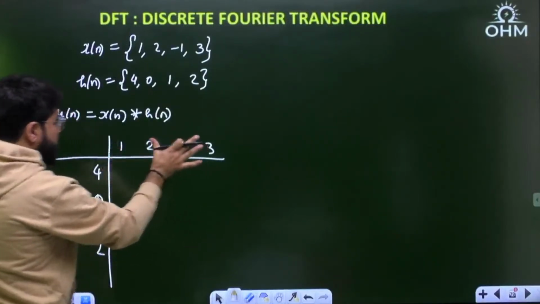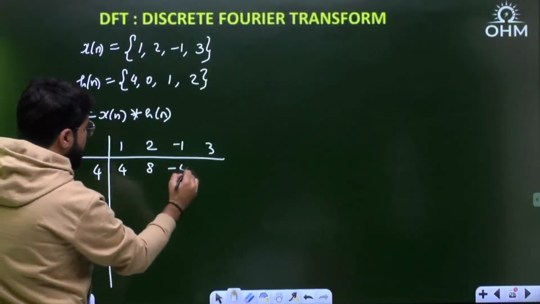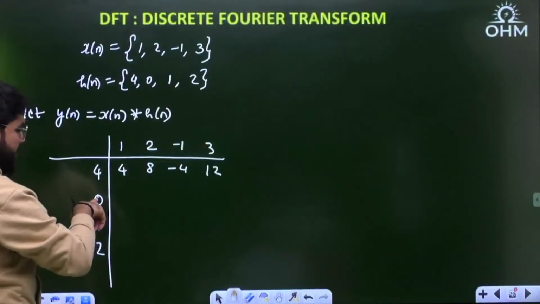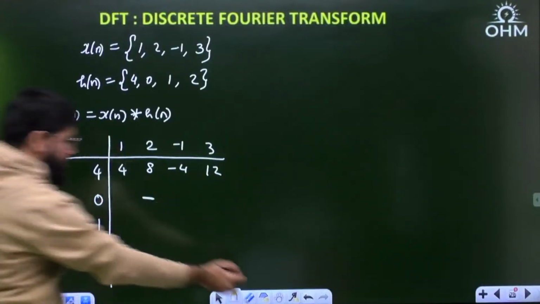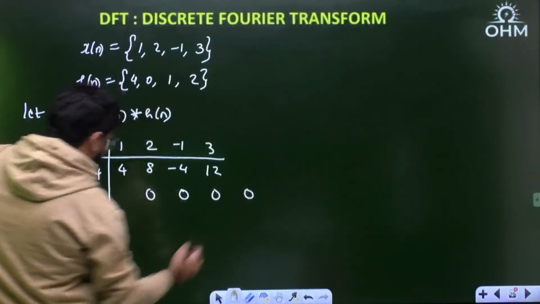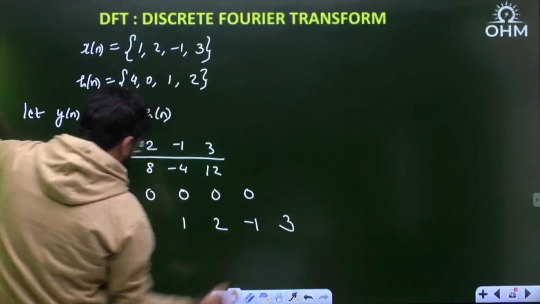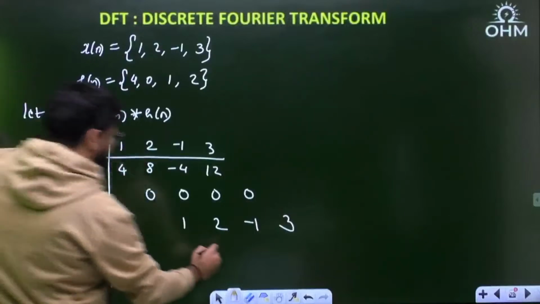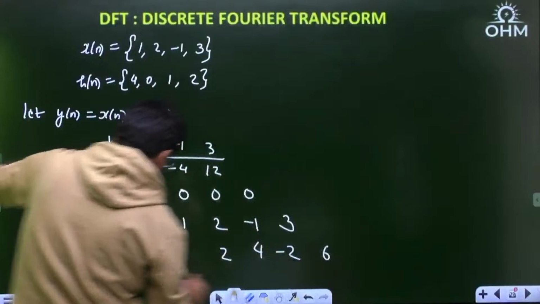We write down the elements of the top multiplied by the first element, 4. So 4 into 1, 4 into 2, 4 into minus 1, and 4 into 3. Then all the elements of the top multiplied by 0, and write down the answer shifted 1 unit right. 0 into anything is 0. Next multiply by 1: 1, 2, minus 1, 3. Last multiply by 2, again moving right each time: 2 into 1, 2 into 2, 2 into minus 1, and 2 into 3.